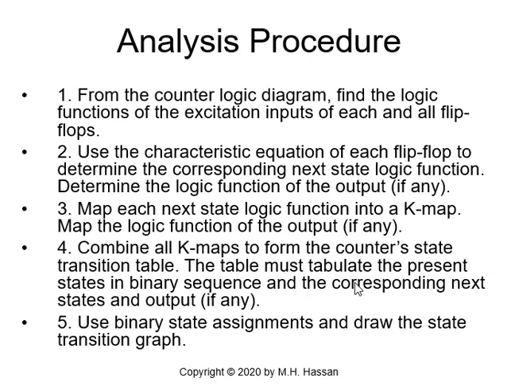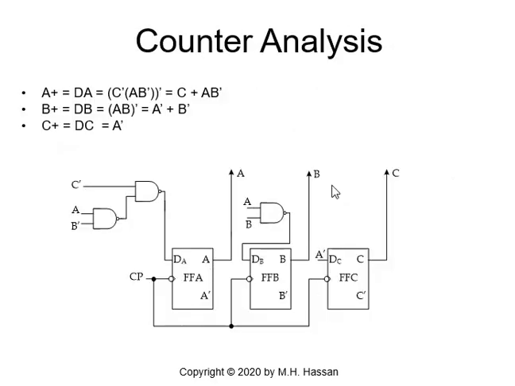Okay, let's take an example and see how the analysis will work. We are given this counter. We define A plus, B plus, and C plus. From the logic diagram of the counter, we obtain the logic functions. We find A plus, B plus, and C plus from the characteristic equation of the D flip-flop, because we know DA, DB, DC, and we know A plus is equal to DA, B plus is equal to DB, and C plus is equal to DC.